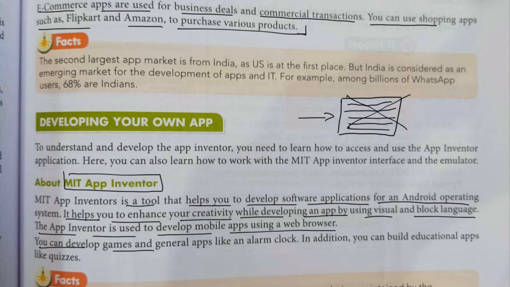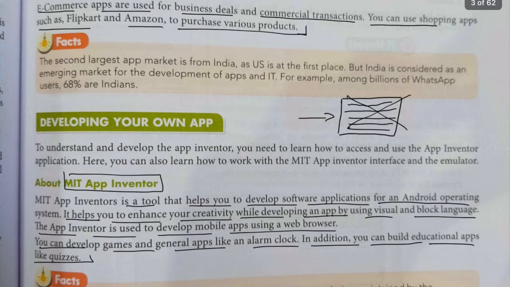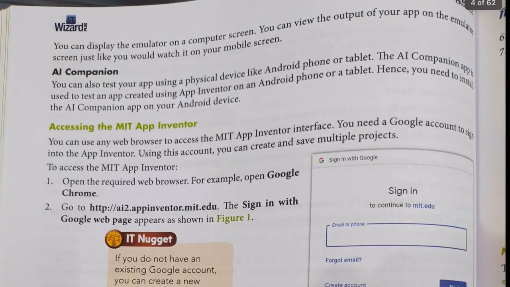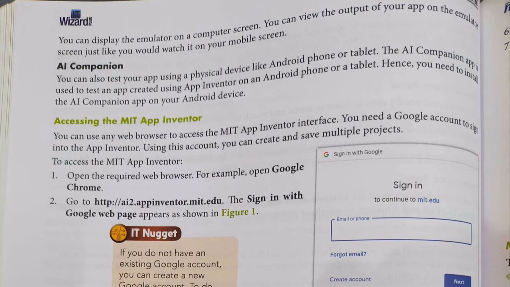You can develop games and general apps like alarm clocks. In addition, you can build educational apps like quizzes using the MIT App Inventor. You can display the emulator on a computer screen. So what is an emulator?